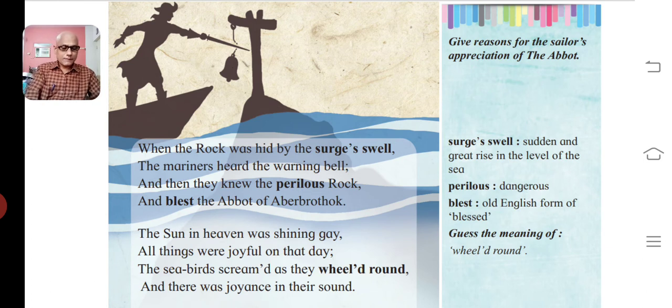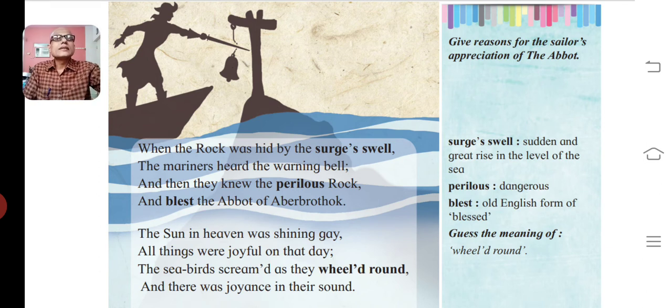Now see the next margin activity. Guess the meaning of wheeled round. The phrase wheeled round means a flock of birds flying round in circles which looks like a wheel. I repeat, wheeled round means a flock of birds flying round in circles which looks like a wheel.